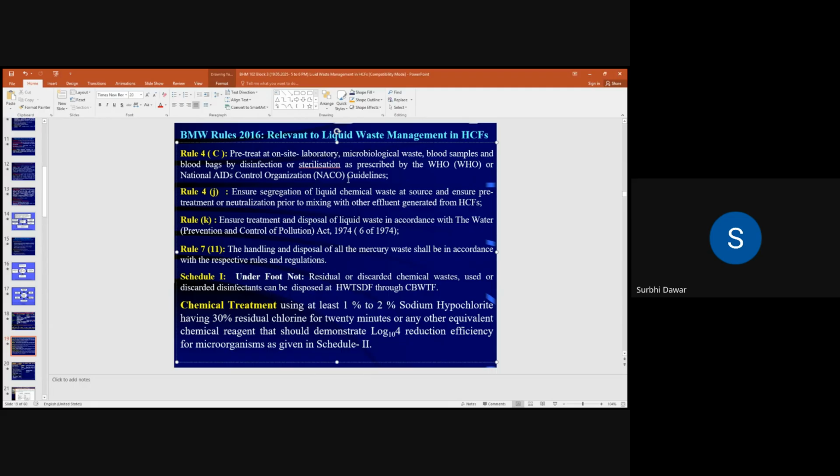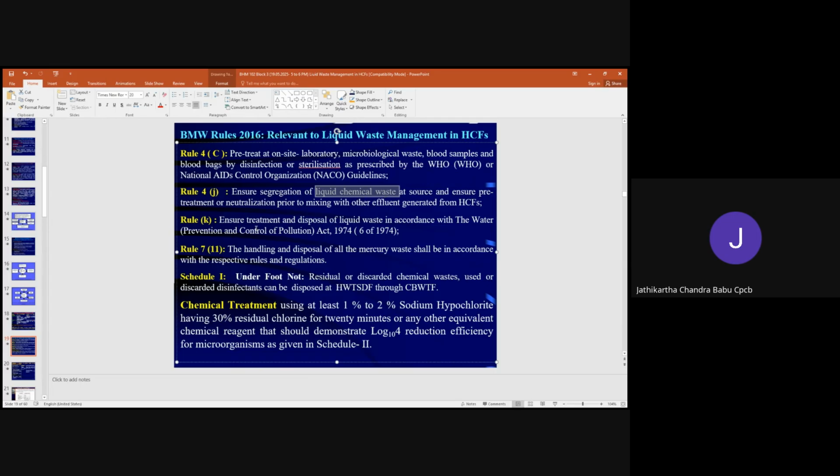Patient liquid waste such as blood, vomiting, urine. Waste like laboratory microbiology waste, blood samples, blood bags, you have to do treatment. Then the rule also says that liquid chemical waste has to be neutralized. Isn't it? Liquid chemical waste has to be neutralized.